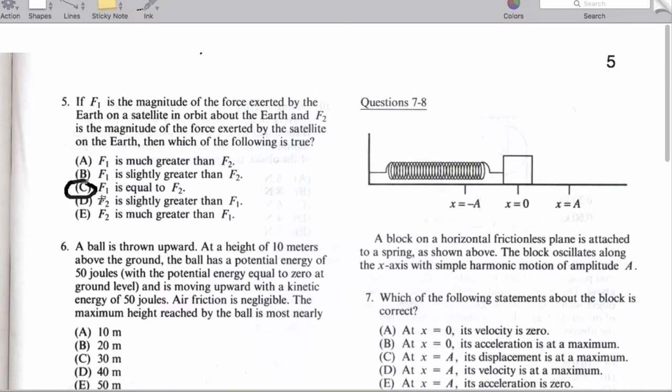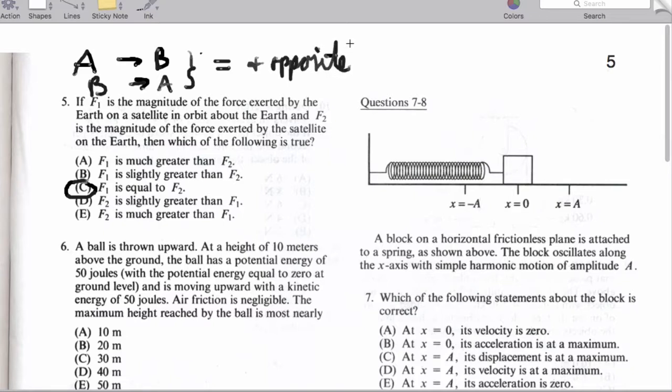What we're basically saying is this: A pushes B, and we want to know what B pushes A with. Well, by Newton's third law, these are equal and opposite. That's really all I'm doing there.